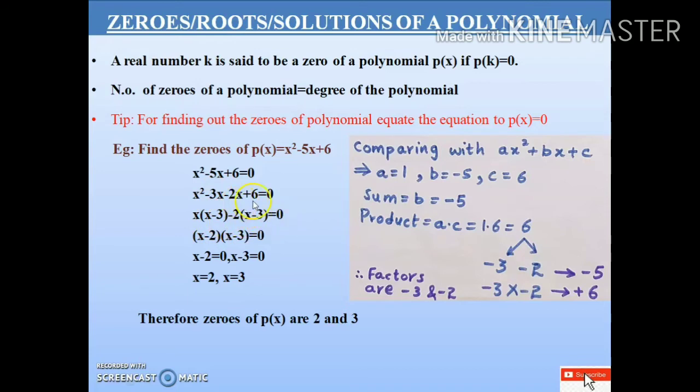And between minus 2x and plus 6, I can take minus 2 common. Why? Because 6 can be written as 2 threes are 6. So minus 2 into x is minus 2x. Minus 2 into minus 3 is plus 6.